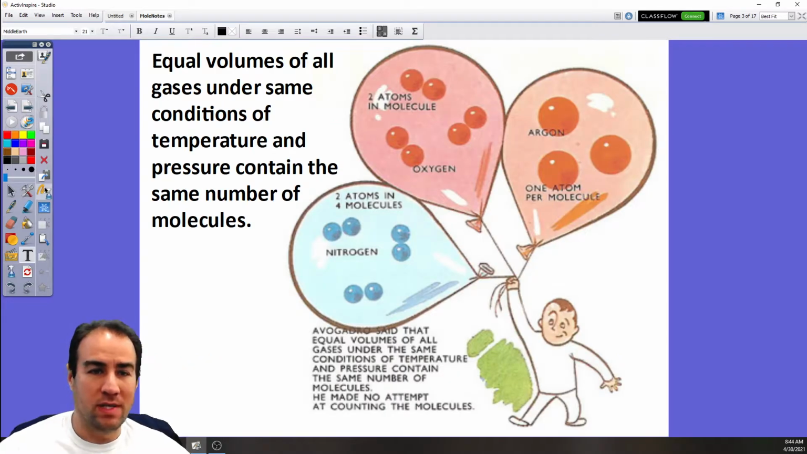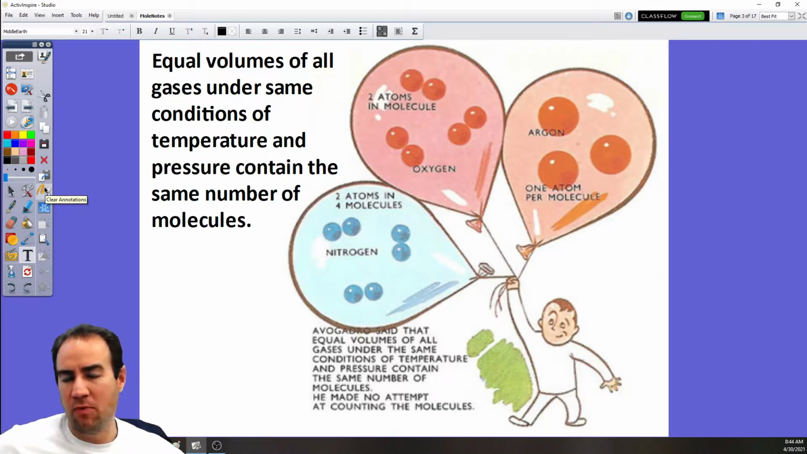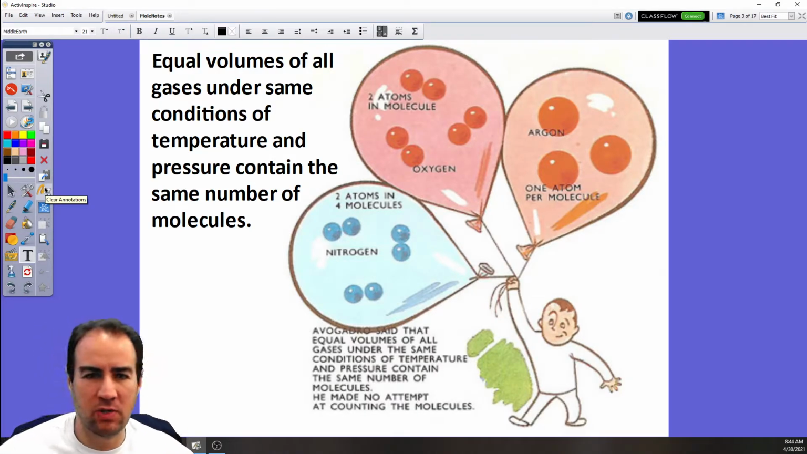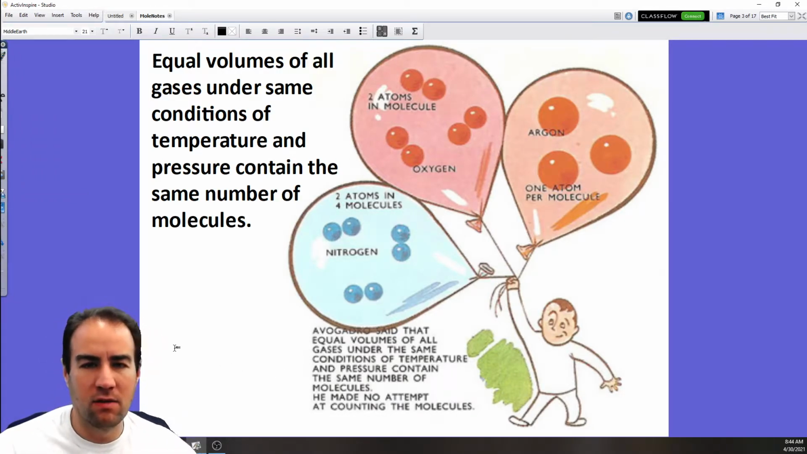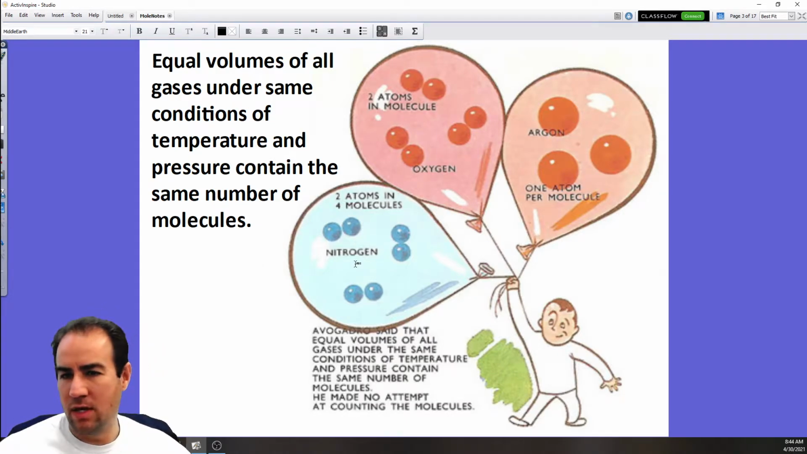And so what is that? Equal volumes of all gases under the same conditions of temperature and pressure contain the same number of molecules. I've got a little cheesy picture here with nitrogen, oxygen, and argon gas. Nitrogen is a diatomic molecule, made up of 2 nitrogen atoms apiece. Same with oxygen, but argon is made up of just single atoms. But he proposes that under the same conditions, all of them will take up the same volume. It doesn't matter if one is a diatomic molecule or not.